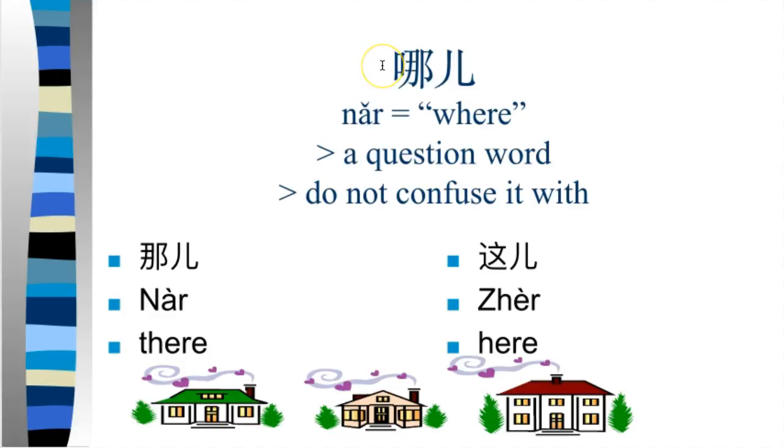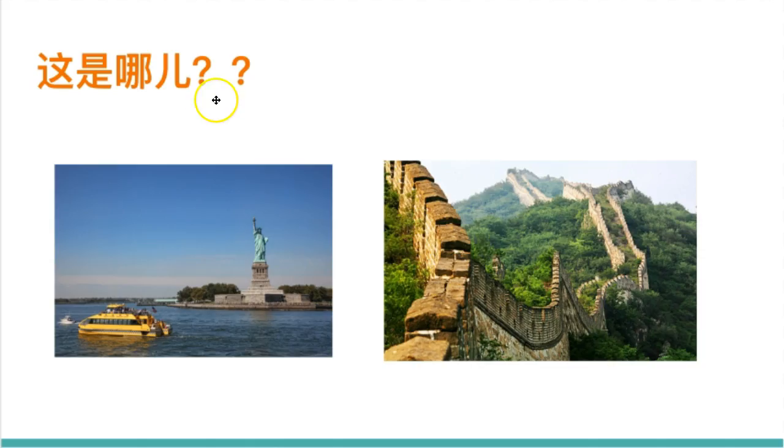Also don't confuse nar with 这儿. 这儿 means here. 好. OK, 问你像这是哪儿? 这是美国. 这是中国. I can also use the location.